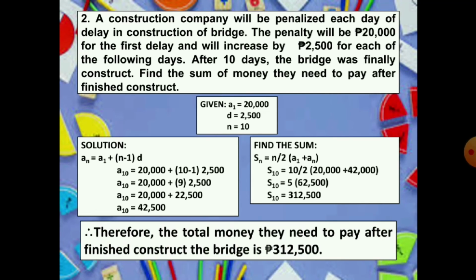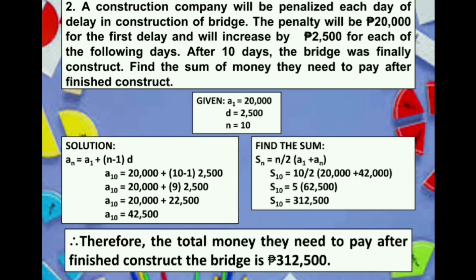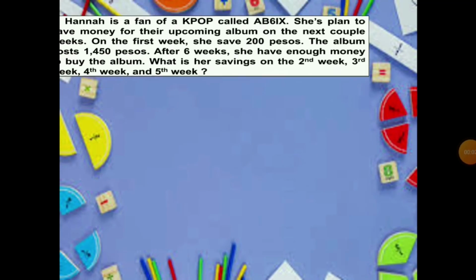Therefore, the total money they need to pay after finishing the bridge is 312,500 pesos. The last example.